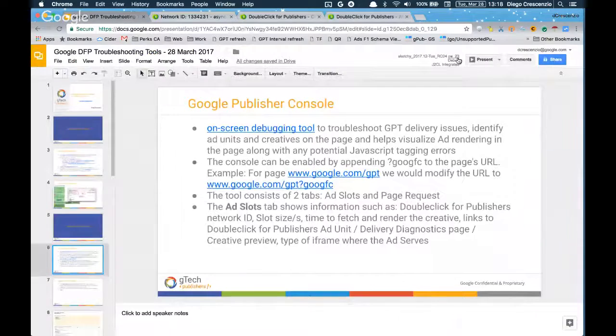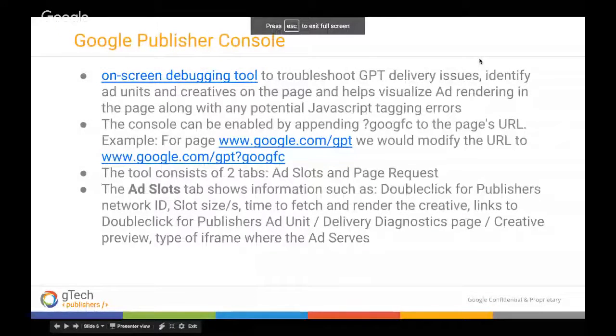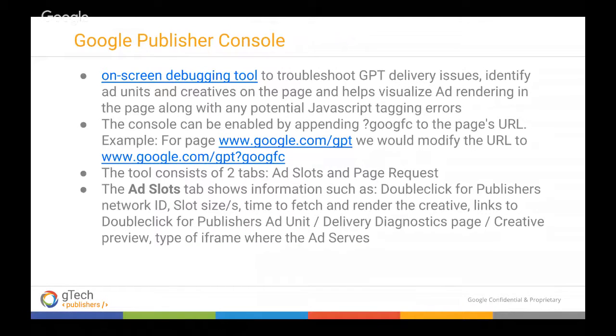So, back to the presentation. Again, the Publisher Console, I reiterate, is a tool which can be used to troubleshoot and detect errors for a specific tagging setup on a specific page, and will return information regarding the ad units for that particular page, and then allow you to open part of the UI where you can see the setup for the ad unit, the delivery diagnostic, and also creative previews for the current ad calls.